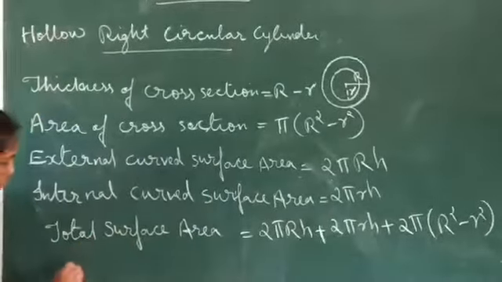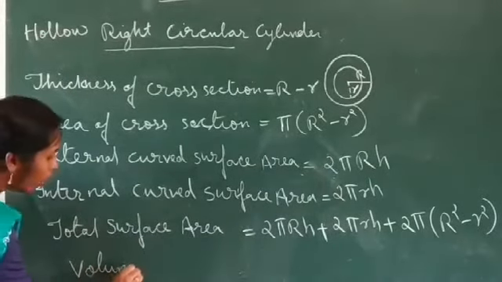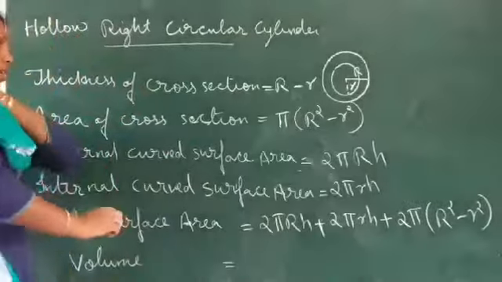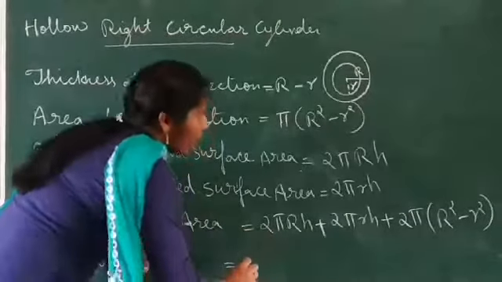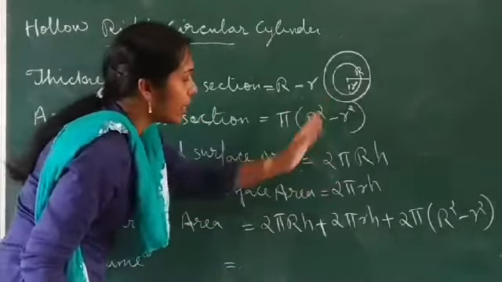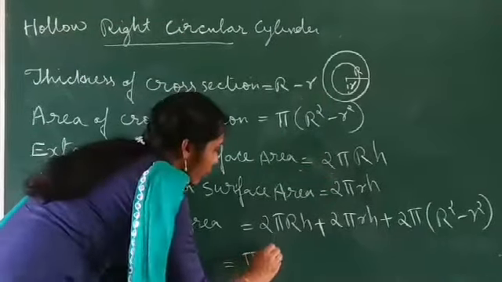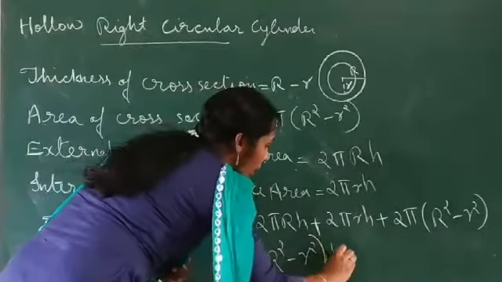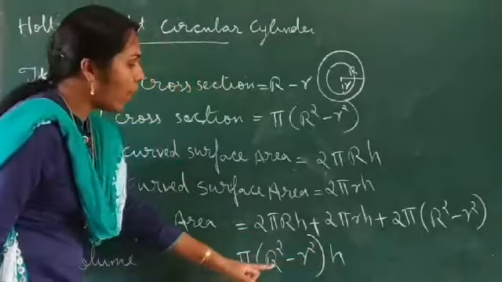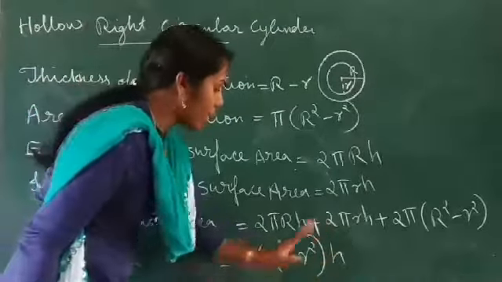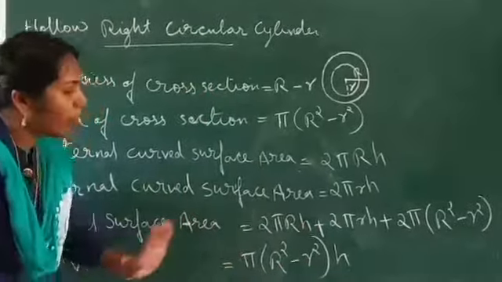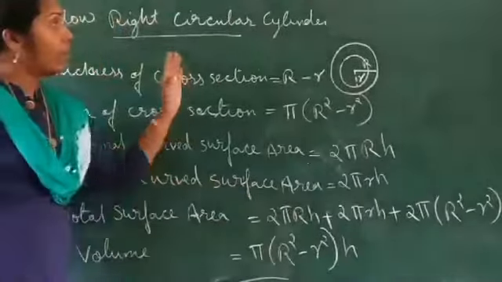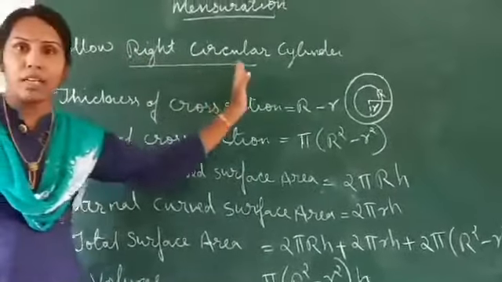Now, the volume of a hollow right circular cylinder can be obtained by using the area of cross section. Area of cross section is pi into R square minus r square, into height h. Pi into R square minus r square into h. This is the volume of the hollow right circular cylinder. So these are the various formulae regarding the hollow right circular cylinder.